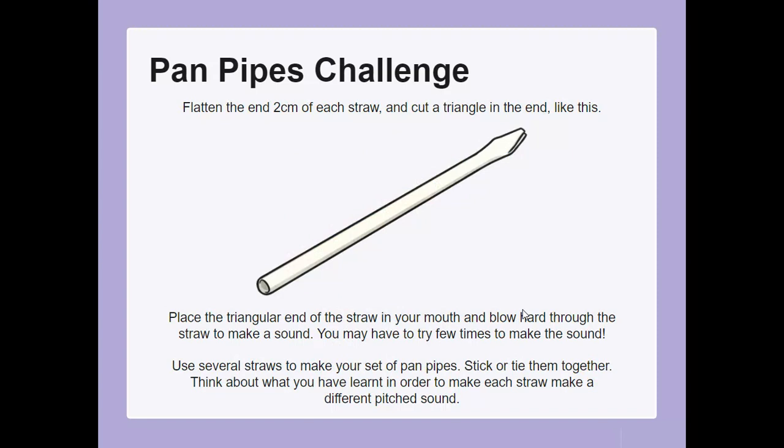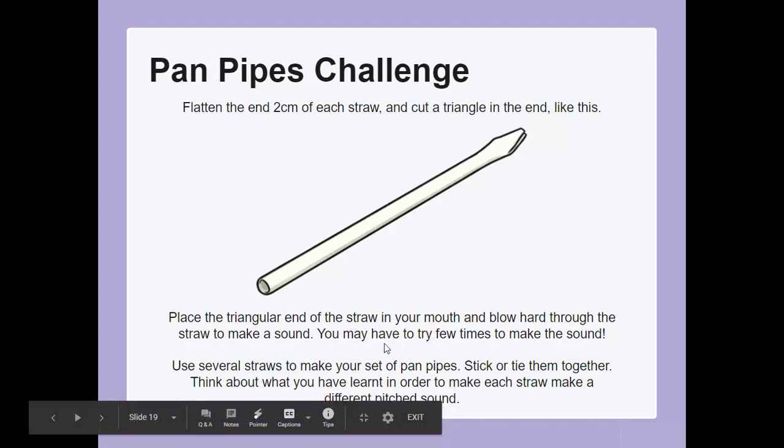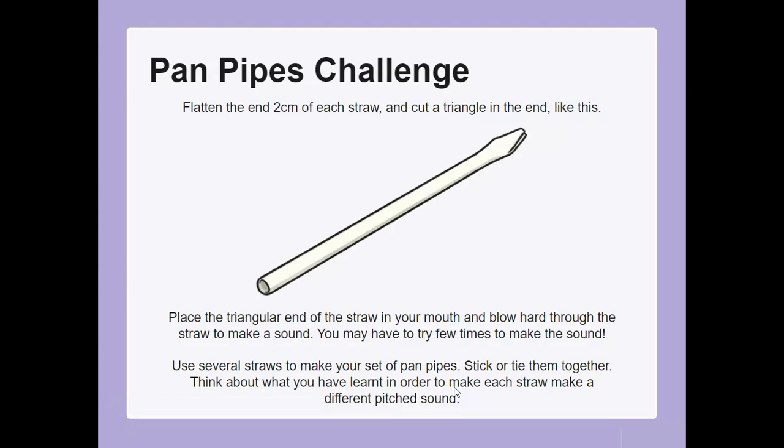Flatten the end 2 centimeters of each straw and cut a triangle in the end like this. Place the triangular end of the straw in your mouth and blow hard through the straw to make a sound. You may have to try a few times to make the sound. Use several straws to make your set of panpipes. Stick or tie them together.